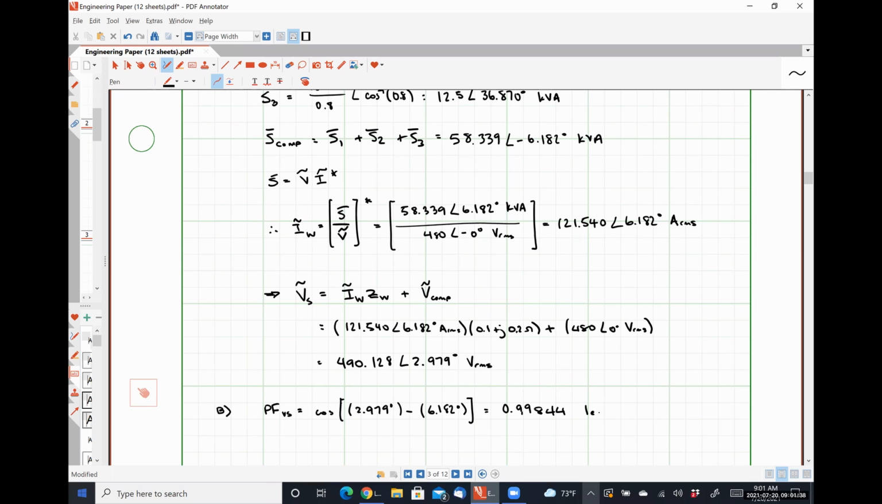0.99844. It's going to be leading because the angle is negative. Now, for part C, we want to find the capacitor value. That will make this happen, right?